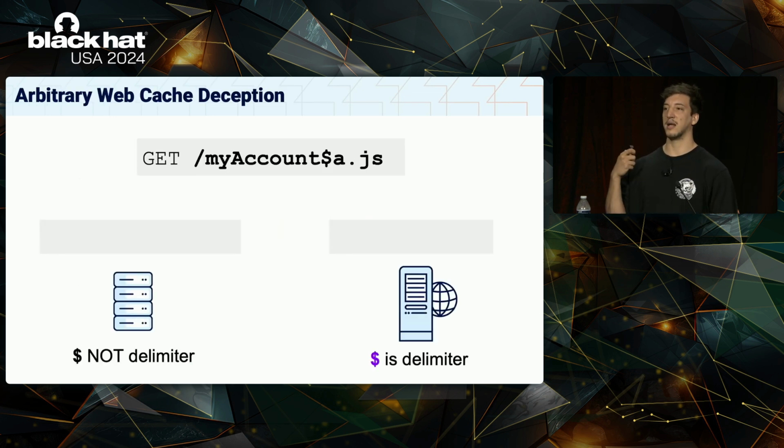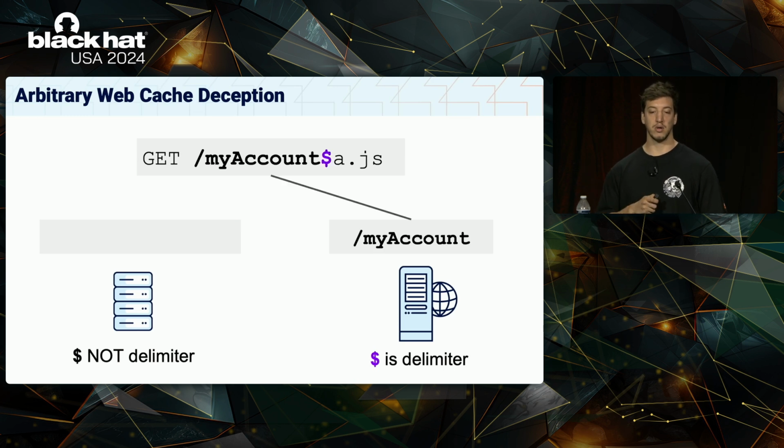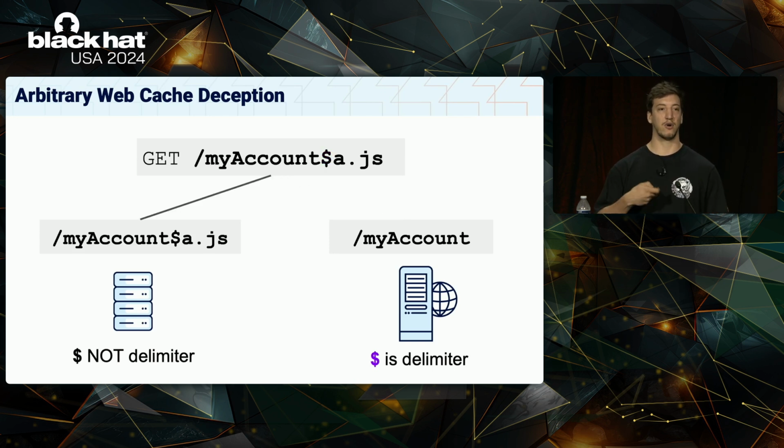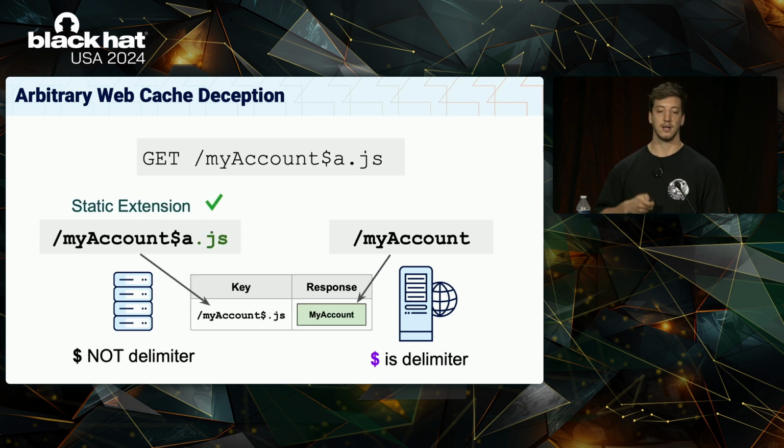Because if we can find a delimiter that is being used at the origin server but not at the front-end server, then we can actually send the same request, which is my account. Instead of /, we would send the delimiter, in this case, a $, and a.js. The origin server is going to use the delimiter, and it's going to say that the path is actually my account. But as the front-end is not using the delimiter, then it's going to think that the entire URL is part of the path, and it's going to think that this is a static file because of the static extension, and it's going to store the response.